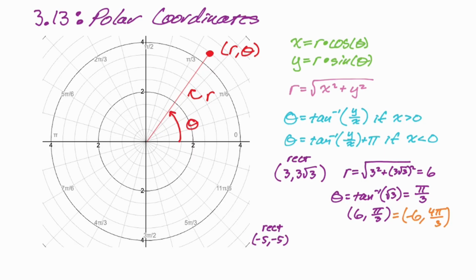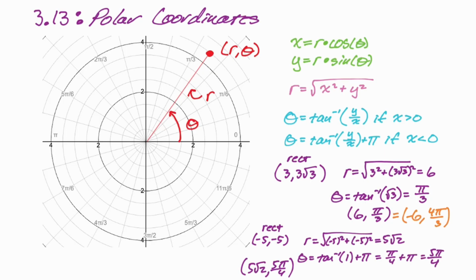And then I'll do another one for you. So negative 5, we're going to find r, we're going to find theta. In this case, because x is negative, you do the inverse tangent of y over x and just add pi to it. So we get 5 pi over 4 in this case. So we could write this as 5 root 2 comma 5 pi over 4.